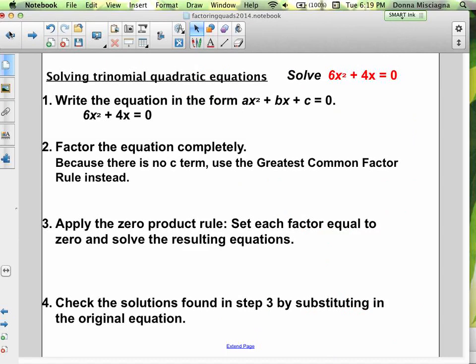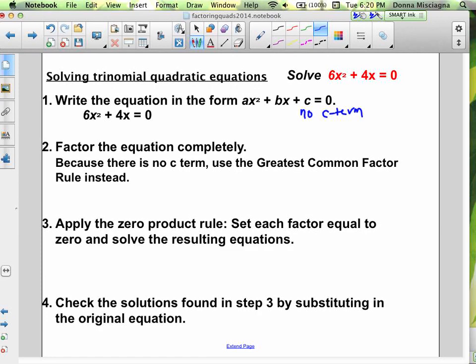All right, so here we want to solve 6x squared plus 4x equals 0. All right, so now there's no c. No c term. It technically is an ax squared plus bx plus c equals 0. There's just no c term. So because there's no c term, you're going to use greatest common factor rule instead. Anytime there's no constant, just plot your greatest common factor.